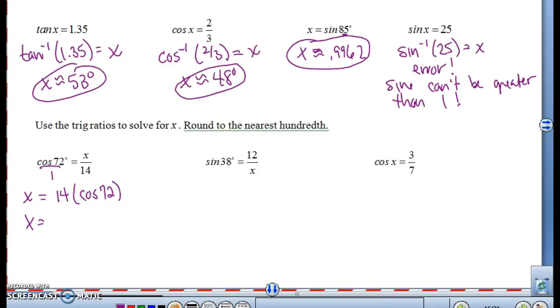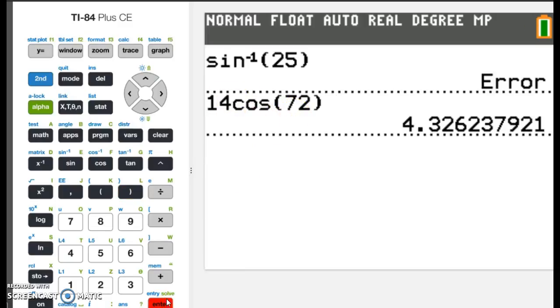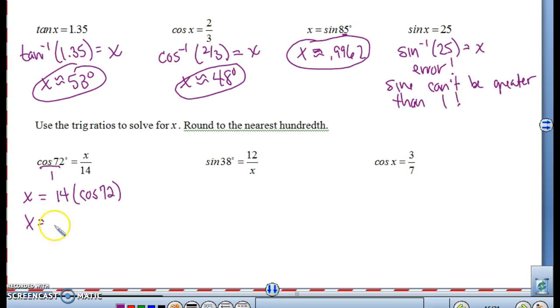So 14 cos 72. Now notice that looks just like what's on my paper. Enter, and it said round to the nearest hundredth. So you go to 2 decimal places, and then 1 past that, so it's 4.326. So this is going to change to a 3. So x is going to equal 4.33, and that's x. That's your value.